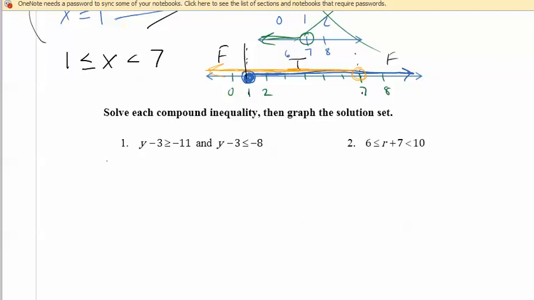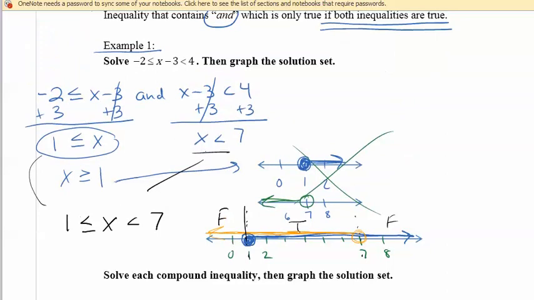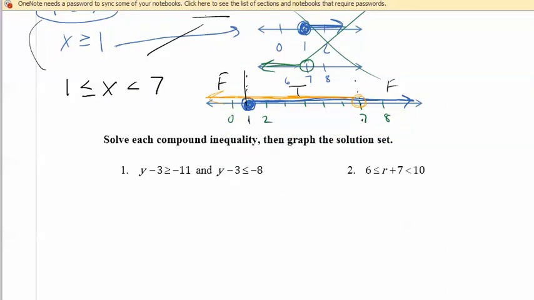Okay, so let's try example 1. In example 1, everything is already separated for us. So sometimes you may see the inequality written as this one above, or sometimes you may see it written as in number 1 where it's already been separated and it says and.